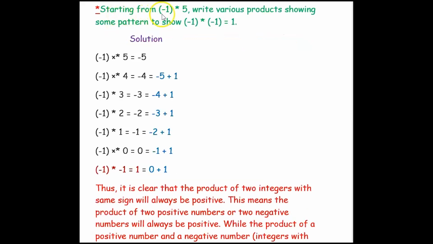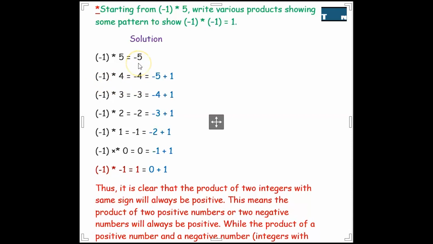Next question is, starting from -1 into 5, write various products showing some pattern to show -1 into -1 is equal to +1. Our pattern starts with -1 into 5. So -1 into 5 is -5. We know that a negative integer multiplied with a positive integer results in a negative integer. For the next pattern, we reduce the integer by 1, because we are multiplying it with -1. So after 5 it will be 4, and -1 into 4 will be -4.